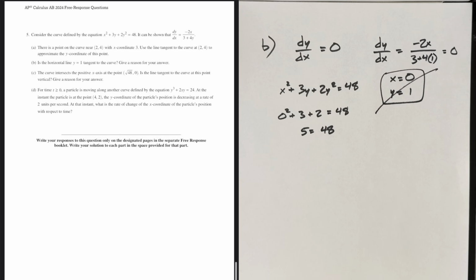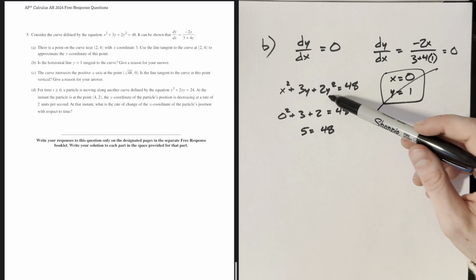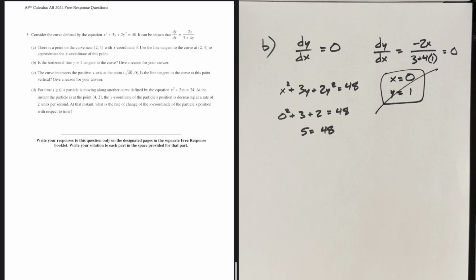So therefore, the horizontal line y equals 1 is not tangent to the curve because our x value cannot equal 0 at this point. Another way that you could approach this is by plugging in y equals 1 and solving for the x value. I believe it would give you something like plus or minus the square root of 43. And when you plug that into your derivative, it clearly will not equal 0.